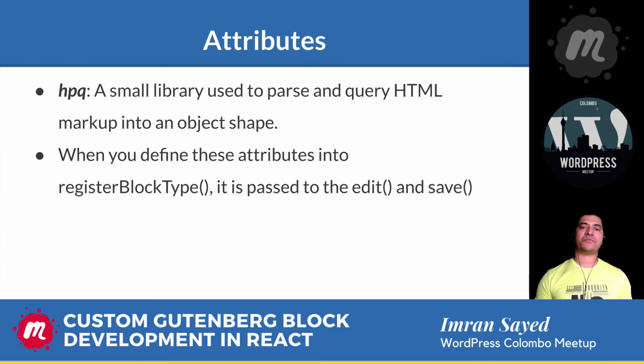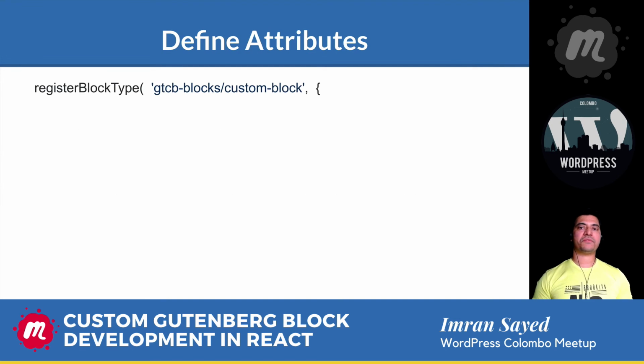So the attributes are available both in edit as well as on save. So you can use it to your benefit in the edit method, and whenever you're saving the content, when the user types something, you can dynamically use that value and save it into the database. Okay, so how do we define these attributes?